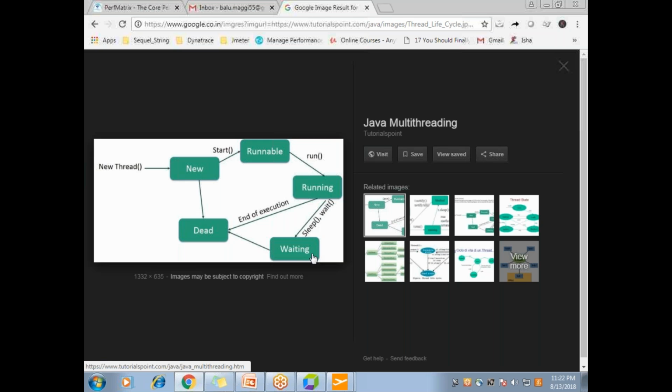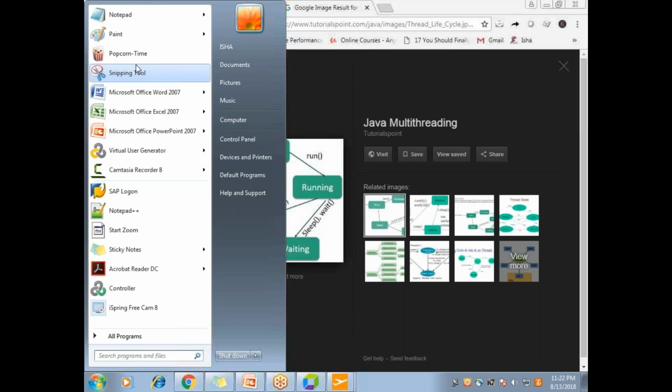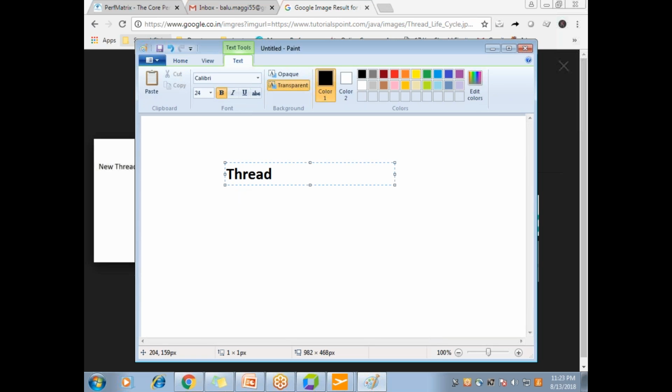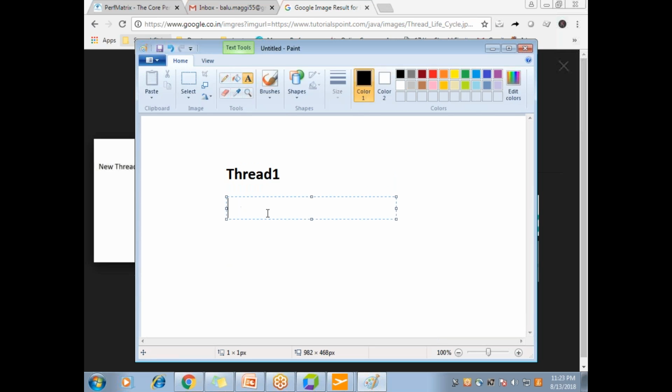When will the thread be blocked? Thread 1 is using a resource, A1. Now there is this thread 1, and then there is thread 2.